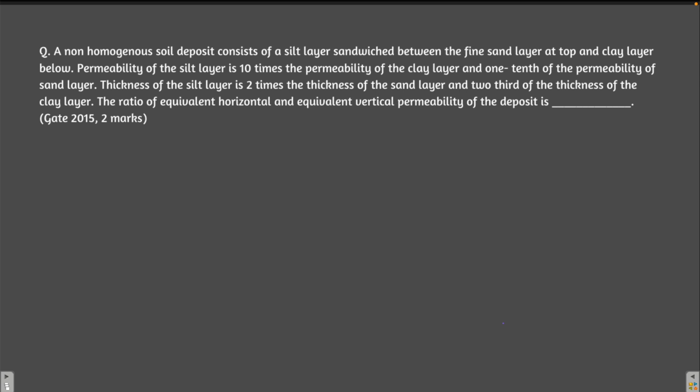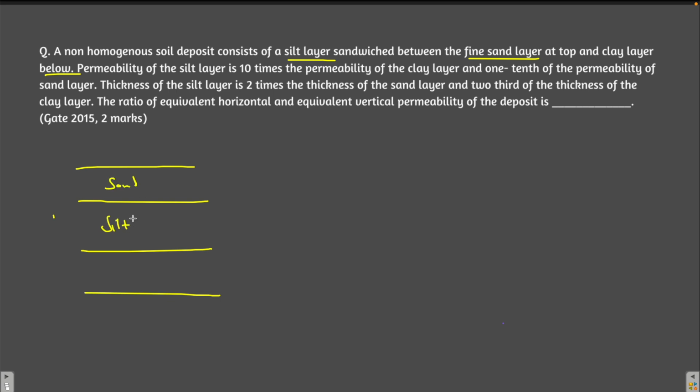The question states that a non-homogeneous soil deposit consists of a silt layer sandwiched between a fine sand layer at the top and a clay layer below. So we have to draw the diagram first. They are talking about a fine sand layer on the top. So this is the sand layer, then the silt layer, and then the clay layer. It is given in the question.